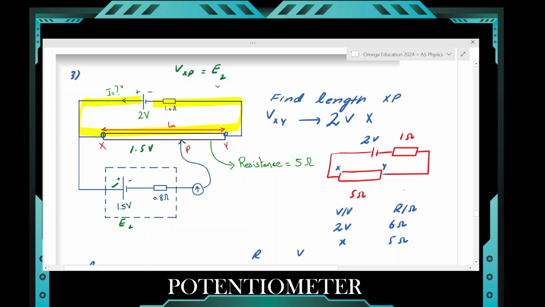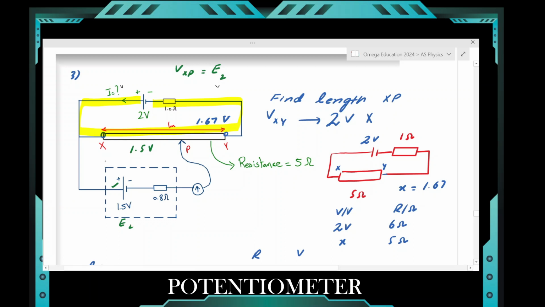And the answer to this one would be X equals to, I think, 1.8, 1.666, so 1.67. So the overall voltage that XY is getting is 1.67 volts. Okay, we have found that.